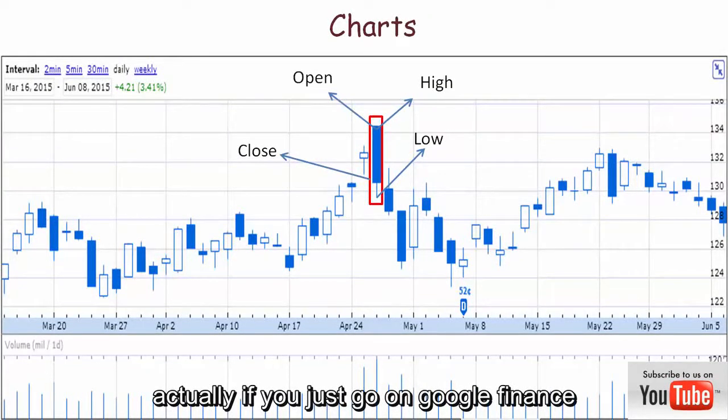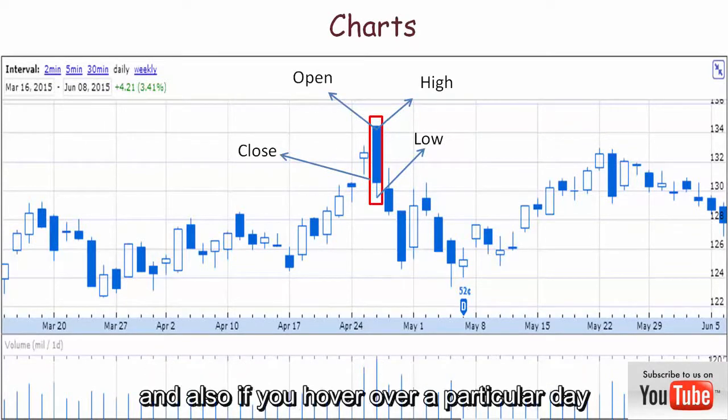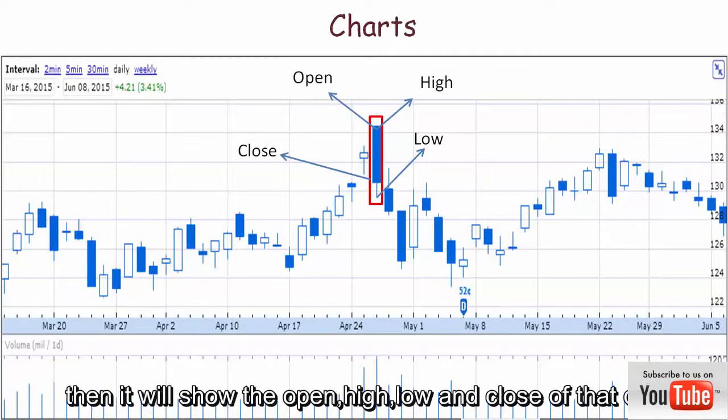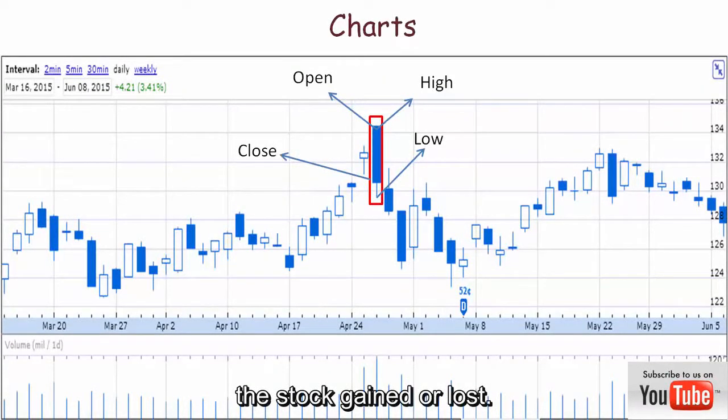Actually, if you just go on Google Finance, then you will be better able to understand it. And also if you hover over a particular day on a chart, then it will show the open, high, low and close of that day. And also charts show whether on a particular day the stock gained or lost.